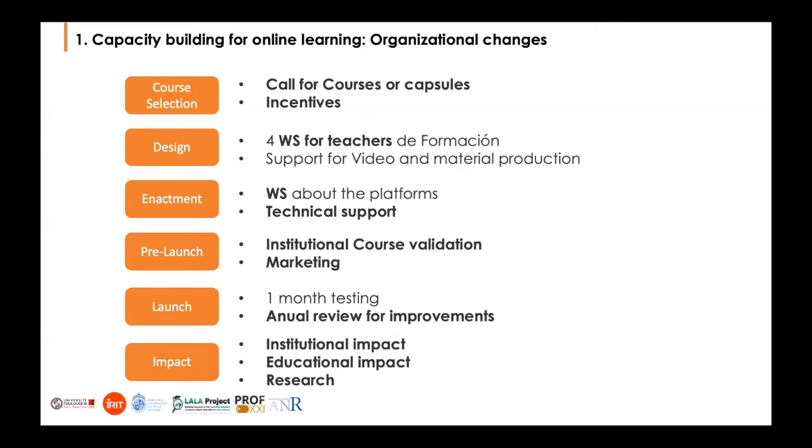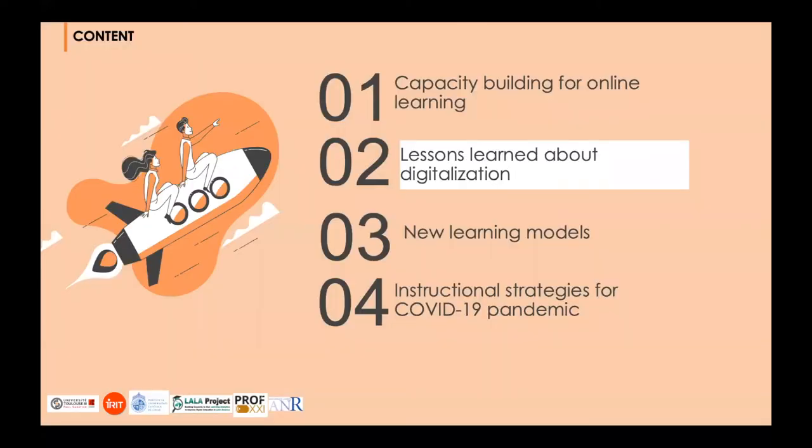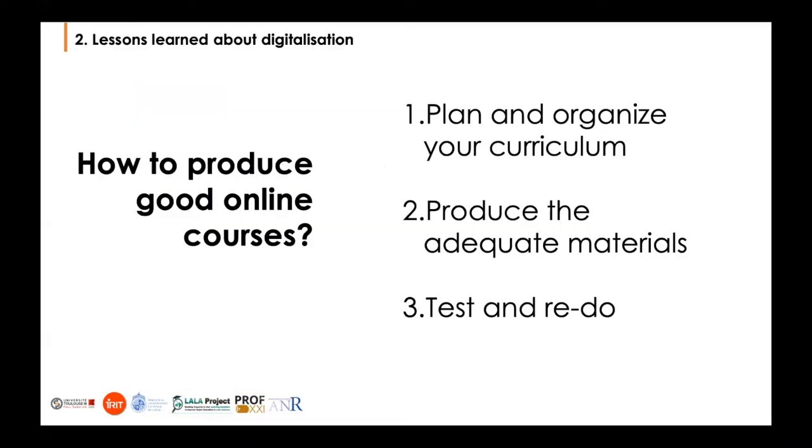This is one of the things that have to change. So these are the key aspects for making any digitalization process: changes in the infrastructures and changes in the organizational processes. But then we also have to train our teachers to be able to create their courses as best as possible. And here I collected some of the lessons learned about the digitalization process, on how to do a good online course.